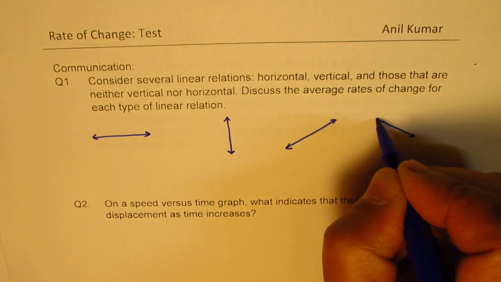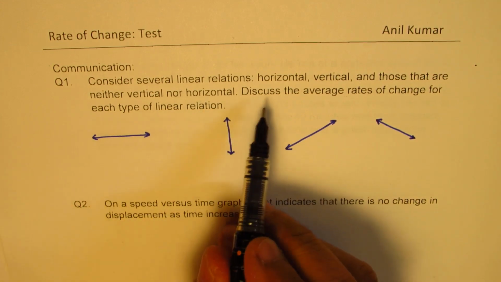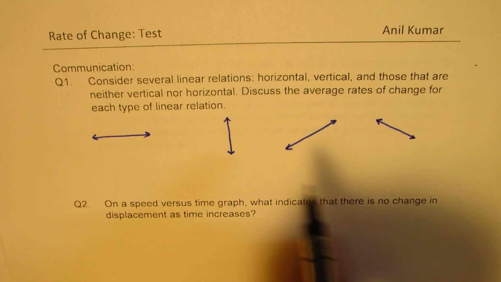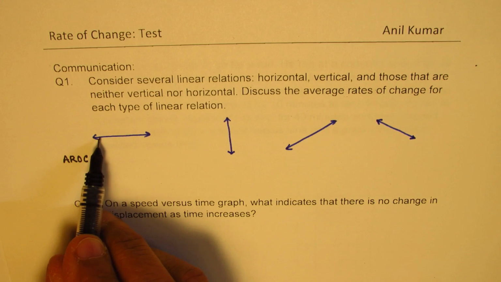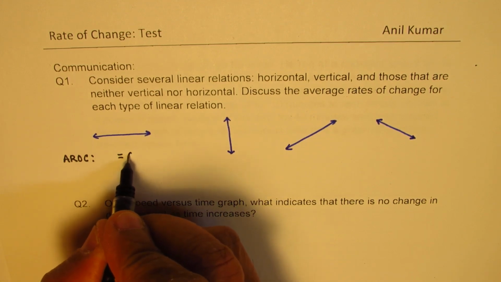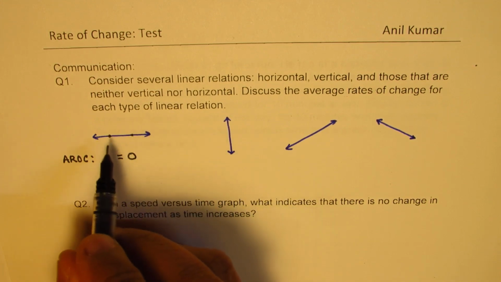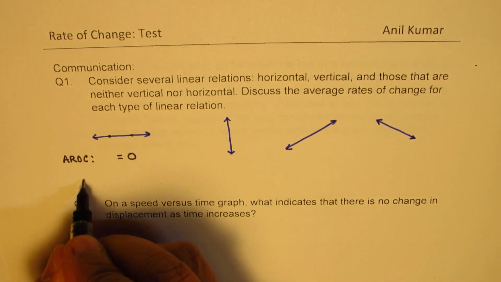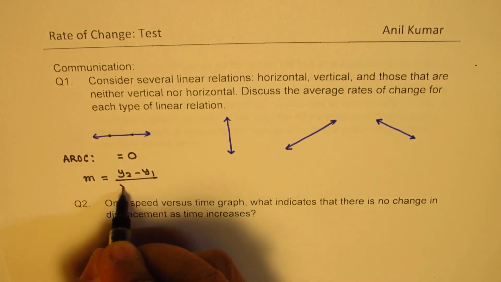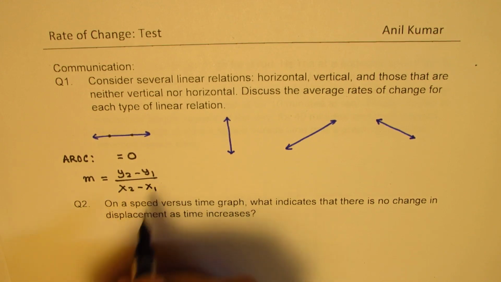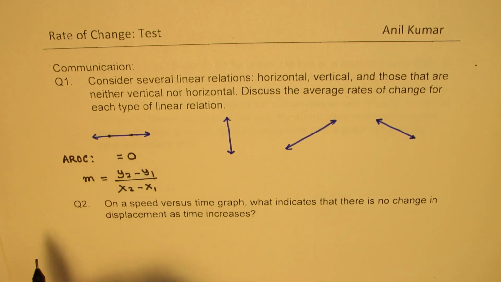So these are your 4 cases which you need to discuss, and we're trying to figure out what is the average rate of change, right? So the average rate of change in each case, in this case, is equal to 0, right? Since we're considering any 2 points, and basically we're trying to find the slope, right? So you can use m equals y2 minus y1 over x2 minus x1. In this case, the change in y is 0, therefore it is 0.